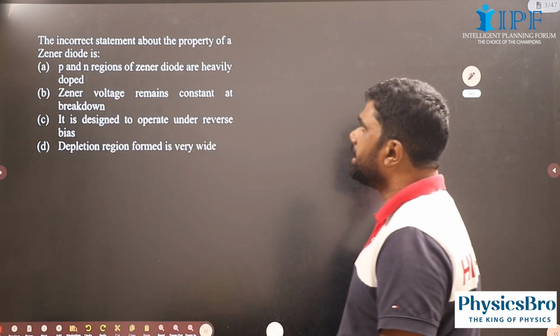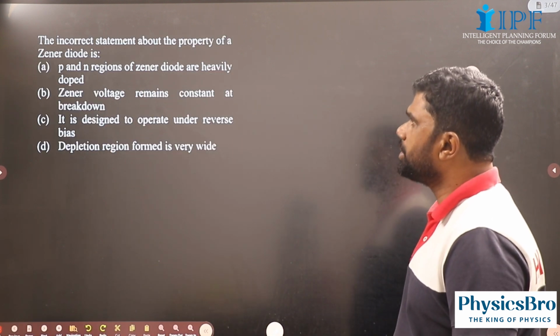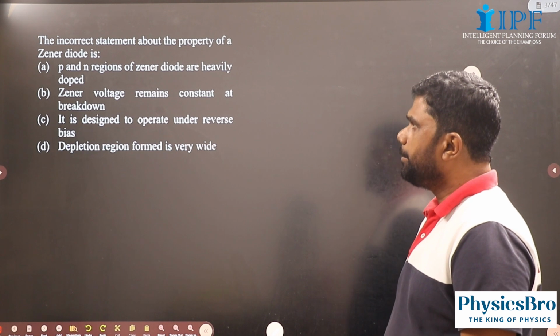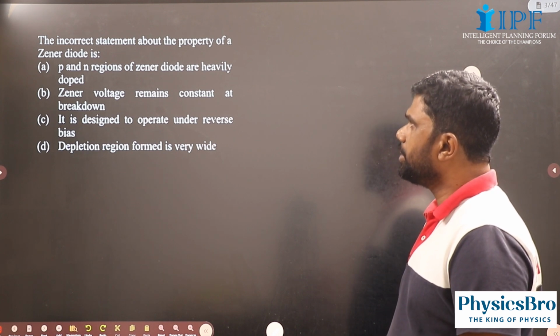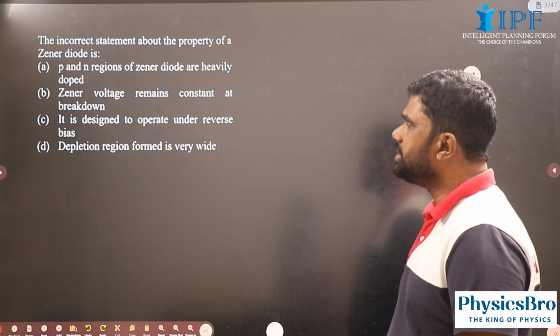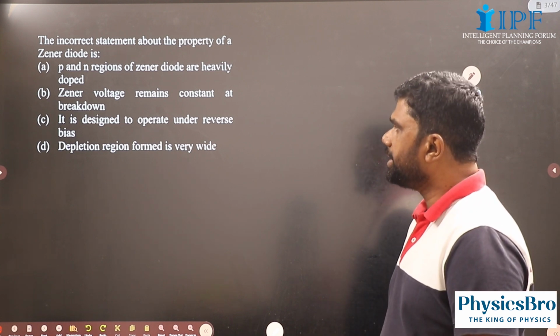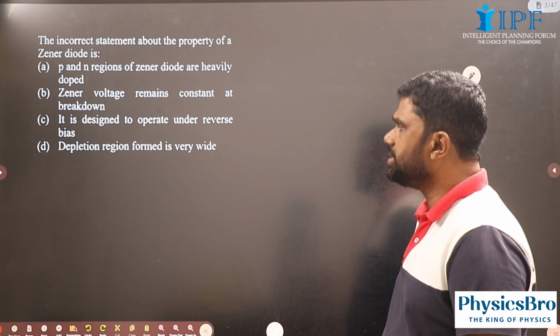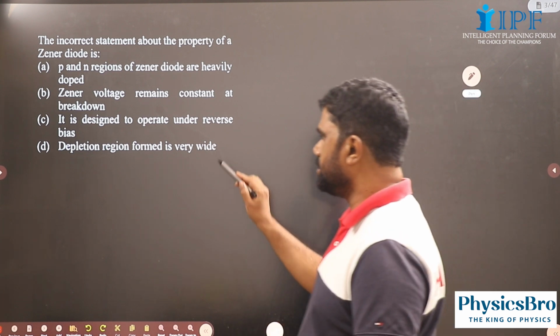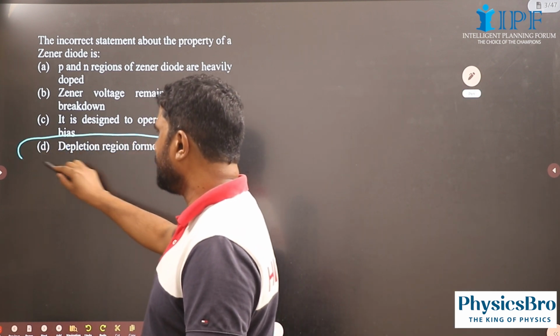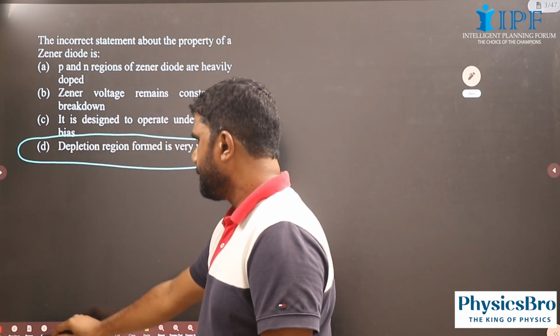Next, the incorrect statement about the property of a Zener diode. P and N regions of Zener diode are heavily doped. Zener voltage remains constant at breakdown. It is designed to operate under reverse bias. Depletion region formed is very wide. So, this is a wrong statement.